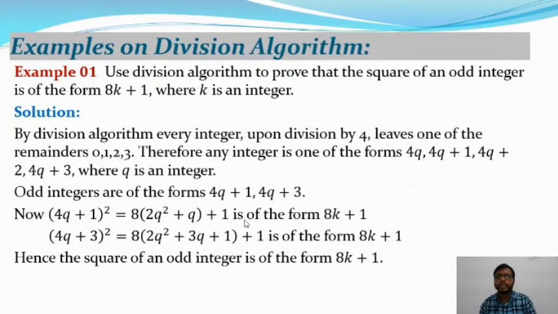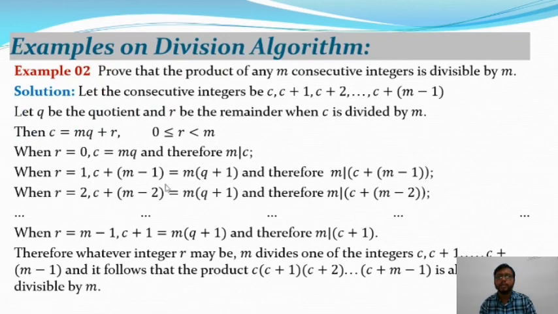Now move on to the second example on the division algorithm. Prove that the product of any m consecutive integers is divisible by m. Here is the proof. Let us consider the consecutive integers c plus 1, c plus 2, c plus 3 and up to c plus m minus 1. So there are m consecutive integers. Let q be the quotient and r be the remainder when c is divided by m. Then from the division algorithm, c equals mq plus r, where r lies from 0 to m.